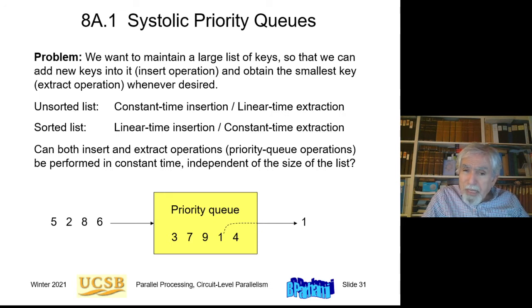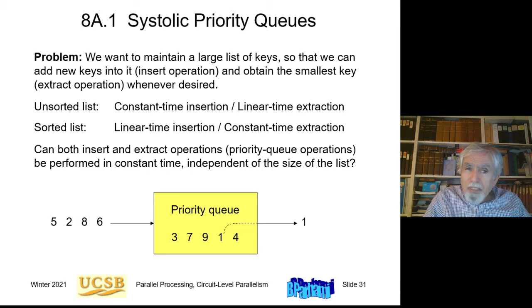If I sort the list, so that, for example, the number 1 is always at the head of the list, then extraction will be constant time because I know where to look for that smallest number. But insertion will take time because every time a new number comes in, I have to update my sorting, and that can take linear time again. Okay, so there's a trade-off. I can either do insertion fast or I can do extraction fast.